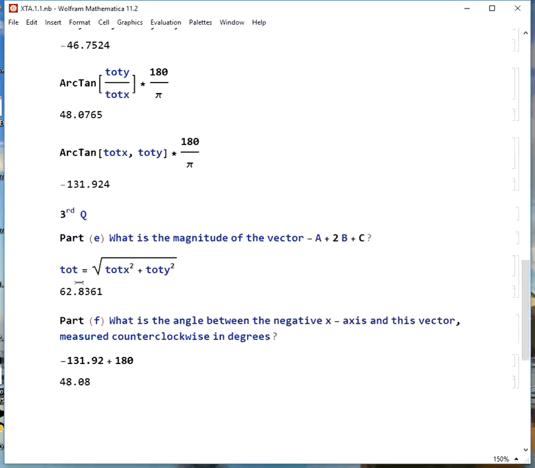The magnitude of this vector, again, Pythagorean theorem, gives us 62.836. And the angle between the negative axis and this vector measured counterclockwise in degrees. Here we have to add 180, and we get 48.8.